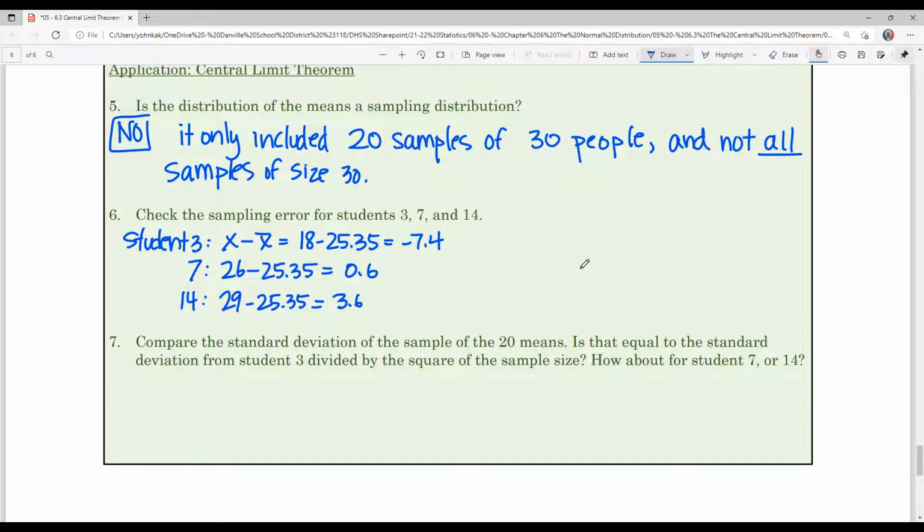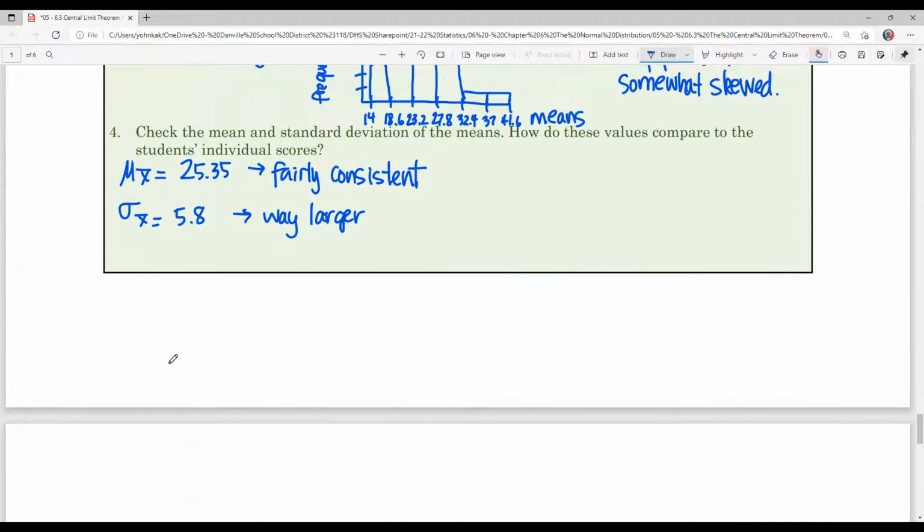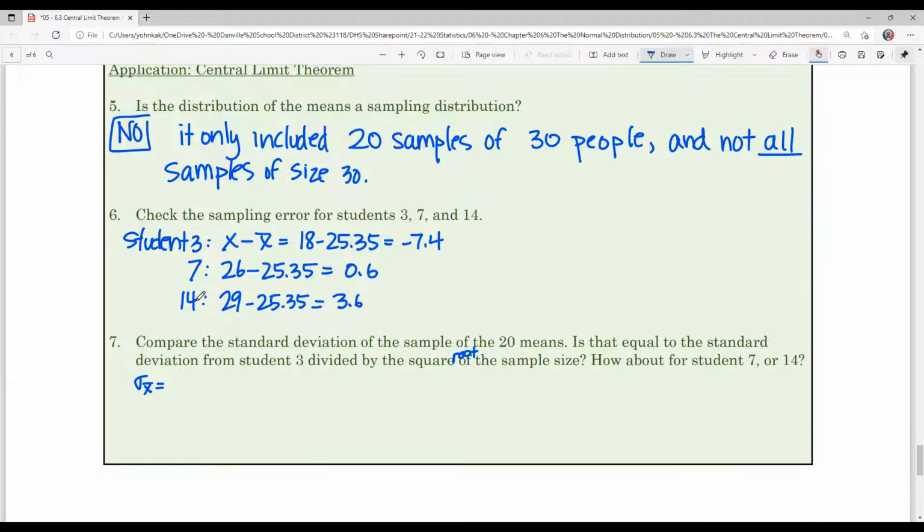So then question number 7 finally says, compare the standard deviation of the sample of the 20 means. Is that equal to the standard deviation from student 3 divided by the square root of the sample size? How about for students 7 and 14? Okay, so the standard deviation of the sample was equal to 5.8. And so they want us to check for student 3.